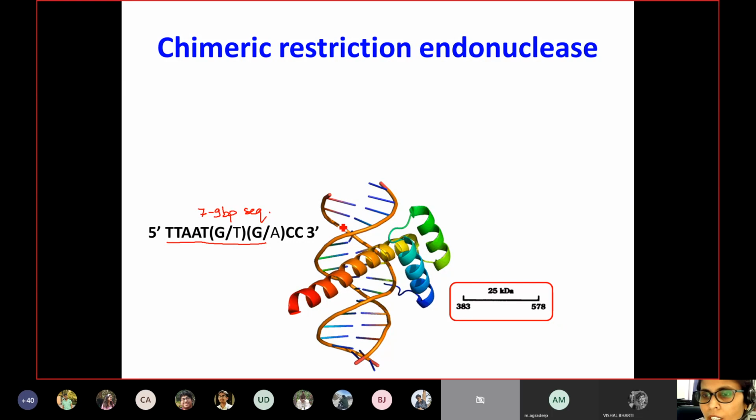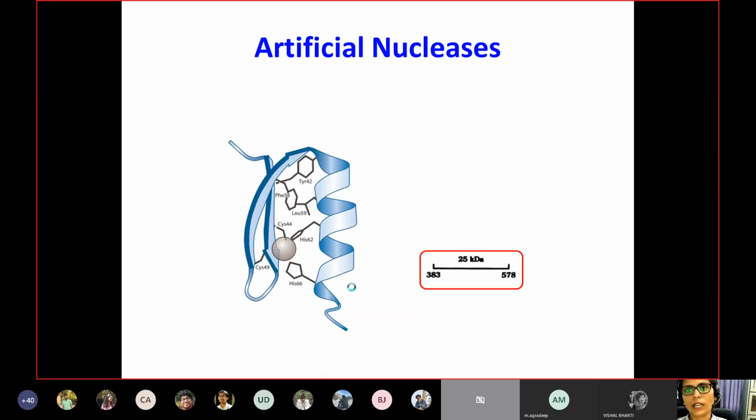That means by linking UBX to FOK nucleases, you are targeting a specific sequence, where 9 base pair sequences can be recognized by the specific amino acids of your UBX gene. Now, with the same strategy, they were able to focus on zinc finger nucleases, and here also they used three zinc finger nucleases.